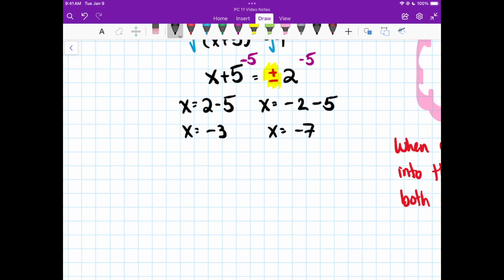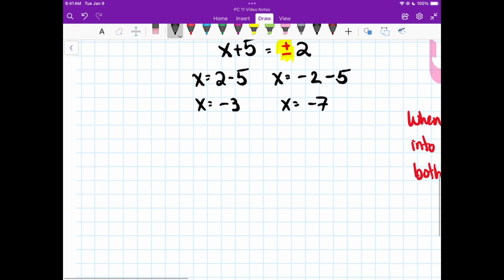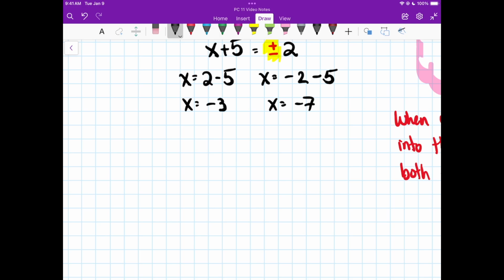And so that is basically the process of solving by completing the square. It's going to work essentially the same way. We're going to do the same steps. It's just going to be maybe slightly harder solving or slightly harder completing the square. So let's try out another one.